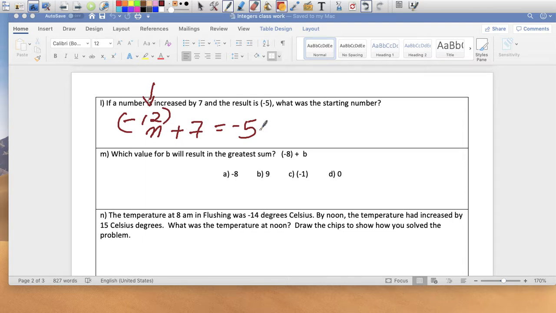Negative 12 plus 7 equals negative 5. For which value of b will result in the greatest sum? So negative 8 plus b. If I put negative 8 over here, I'm going to substitute 4 times. So let's do the first one.